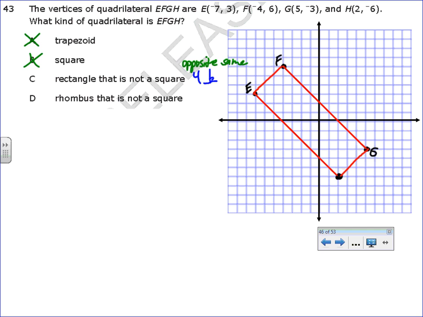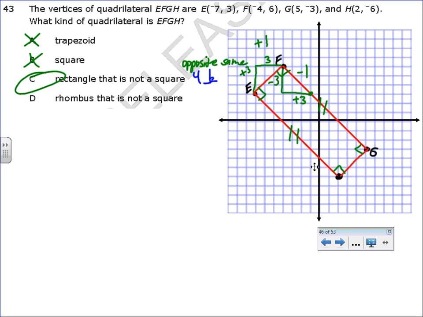When I look at this, I can see that from here to here, I went up 3 and over 3, which means I have a slope of positive 1. And from here to here, I can see that I went down 3 and over 3, which means I have a slope of negative 1. So that tells me that these are 4 right angles, and opposite sides are the same. Let's see.